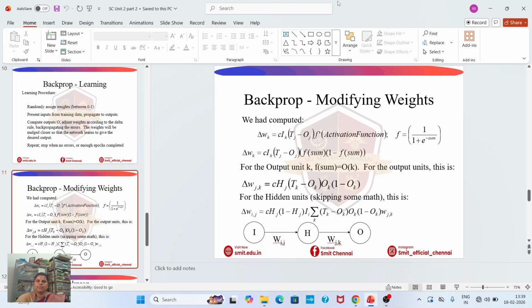Then backprop, modifying weights. We have completed how weights are modified in back propagation. The actual update formula is for output and hidden layers. We are updating the weight using delta W equals eta times error term times input times derivative. Here eta is the learning rate, T is the target, O is the output, and f is the sigmoid activation.